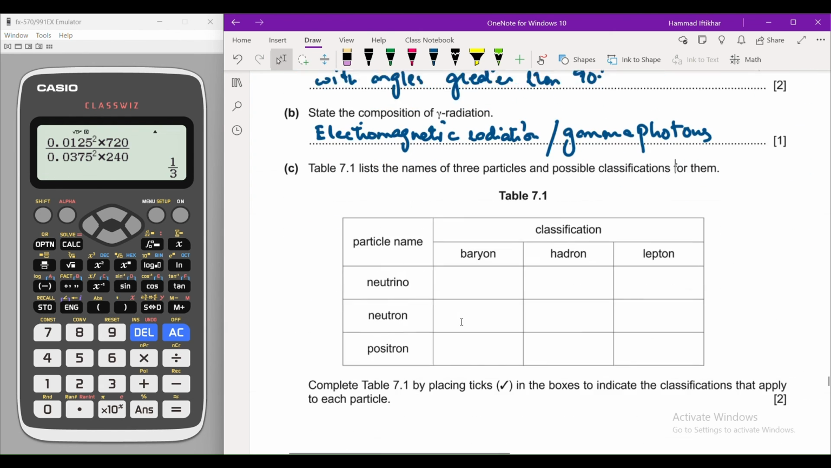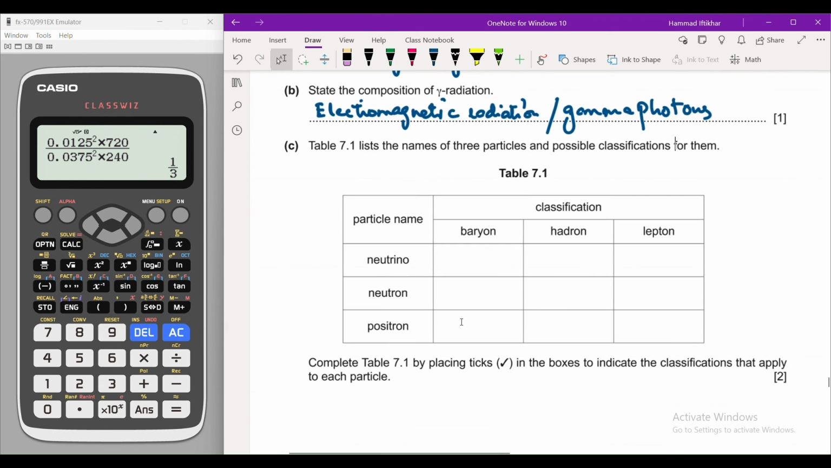Okay. Table 7.1 lists the name of three particles and possible classifications for them. Neutrinos are leptons. They are neither baryons nor hadrons because they are not composed of quarks. Neutrons are hadrons and baryons because they have three quarks, no antiquarks. Positron similarly is just a lepton.